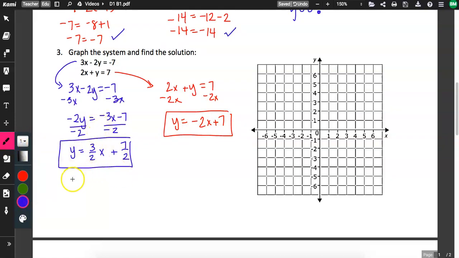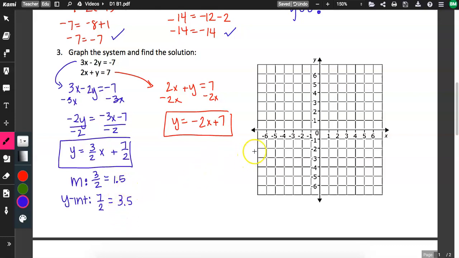Let's go back to the first one. My slope is 3 over 2. My y-intercept is 7 over 2. If you don't know, this is equal to 1.5, sorry, and this is equal to 3.5.